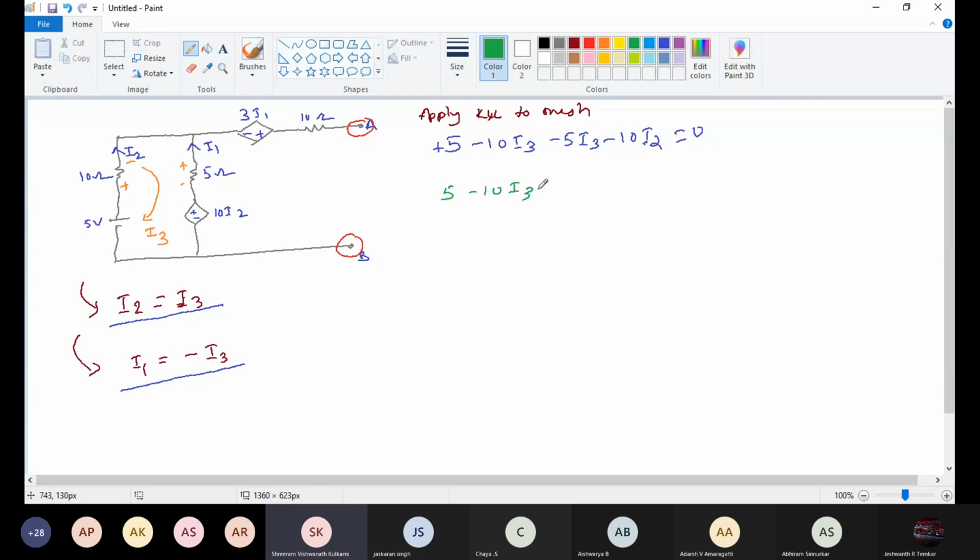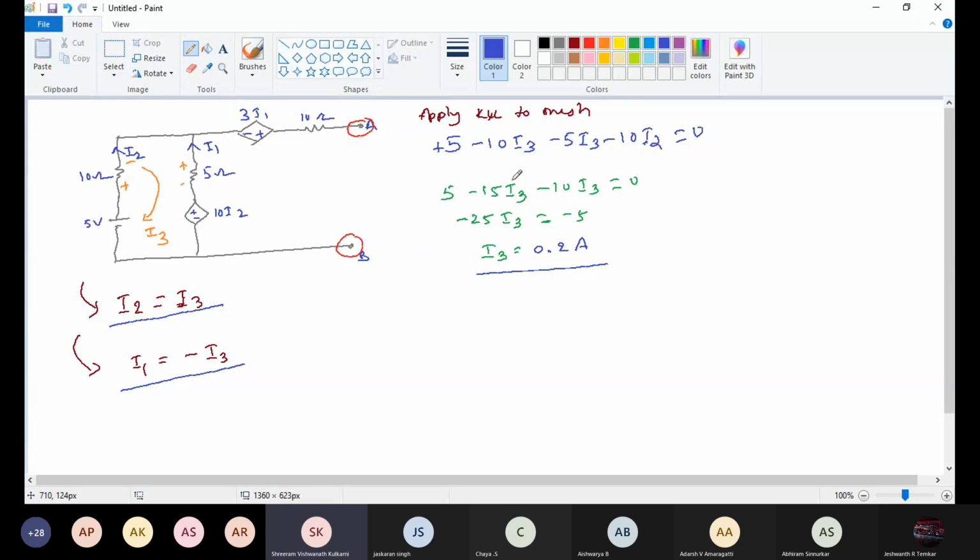I3. I'll solve this one. 10 I3 and 5, that is 15 I3. I2 we have to replace with this I3, that is minus 10 I3 equals to 0, that is 25 I3 minus 25u I3 equals minus 5u. That is, I3 equals how much? 0.2 ampere. I3 is equal to 0.2 ampere.